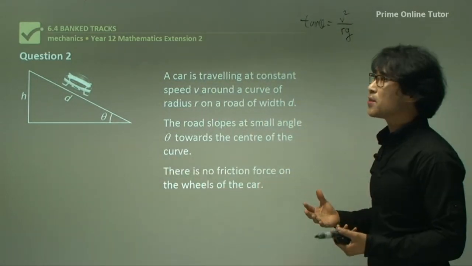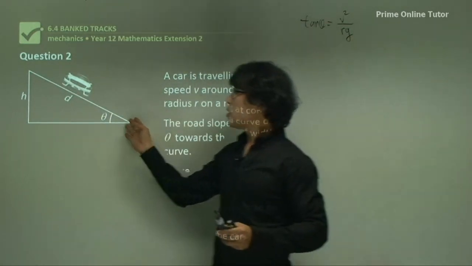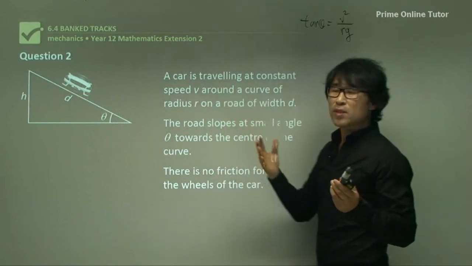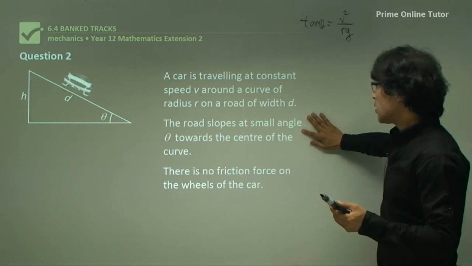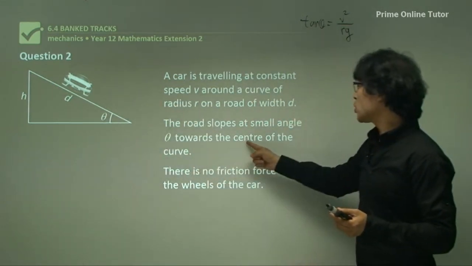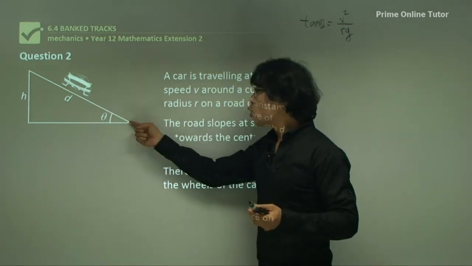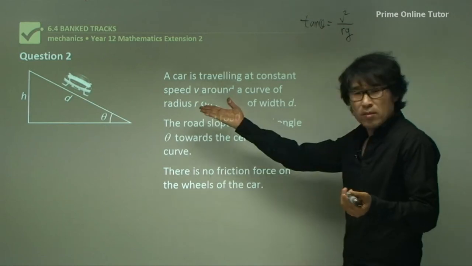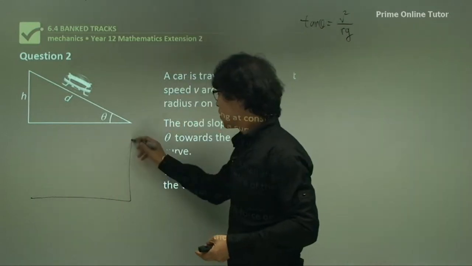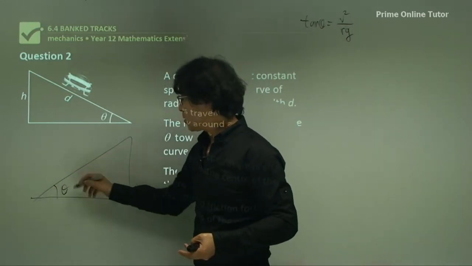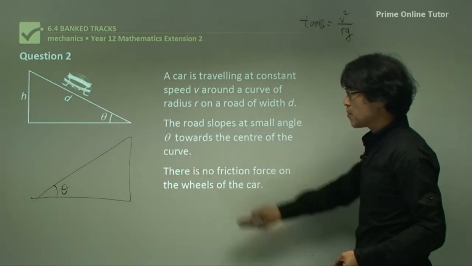The friction force cares about the width of the road. If it's bigger, it is a different situation. And the road slopes at a small angle theta towards the center of the curve. You understand it? The angle is towards the center. It can't be this way, with the angle like this and the car moving like this. That is impossible. So this is what the statement explains.